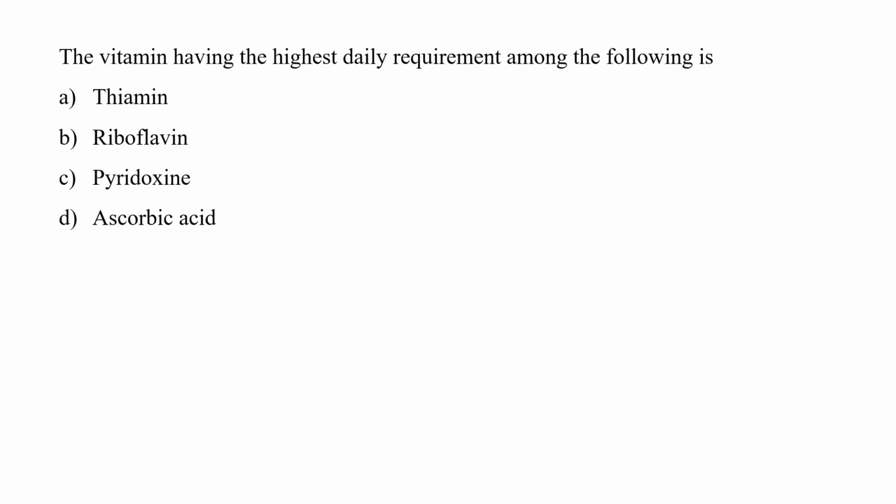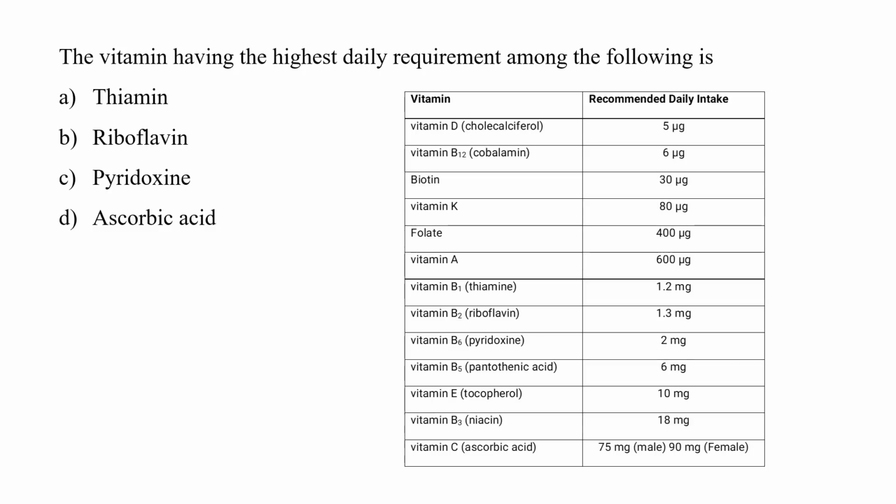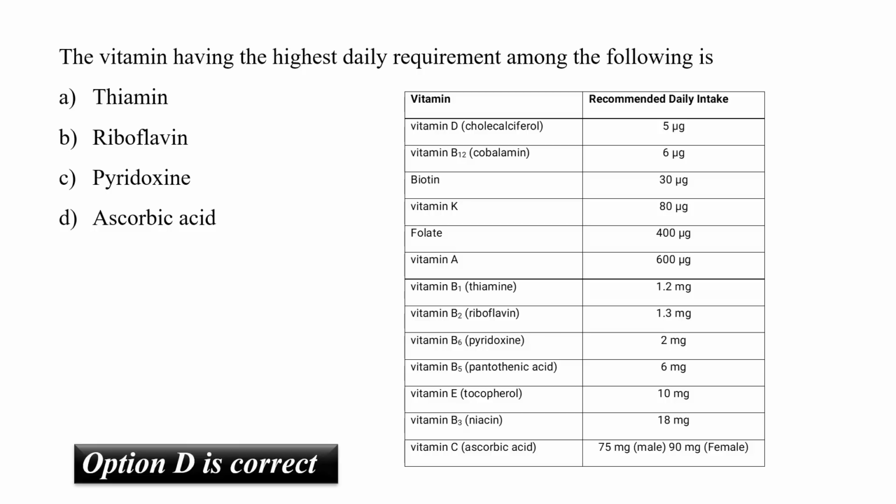The vitamin having the highest daily requirement among the following is thiamine, riboflavin, pyridoxine, or ascorbic acid. Among different vitamins, vitamin C can be taken in without dietary complication. As far as males are concerned, they can take up to 75 mg, while females require much more ascorbic acid, that is around 90 mg. So option D is the correct answer.